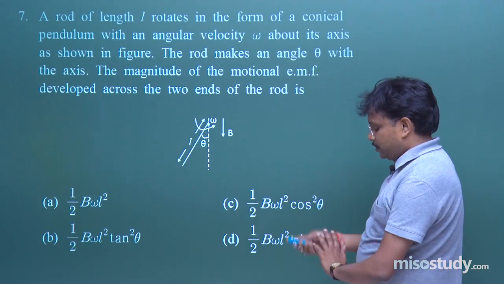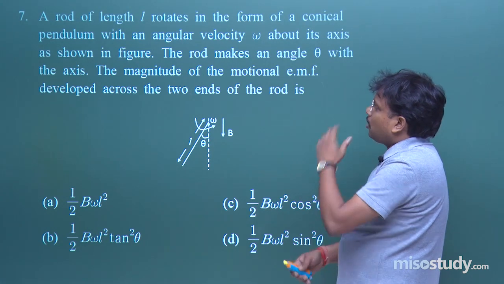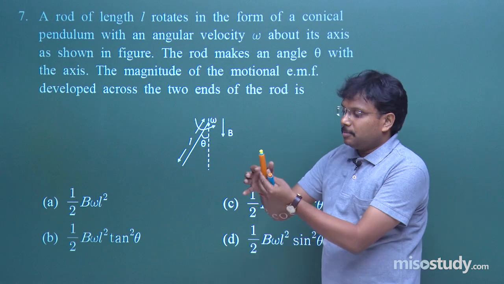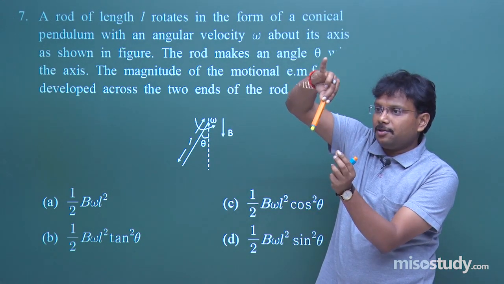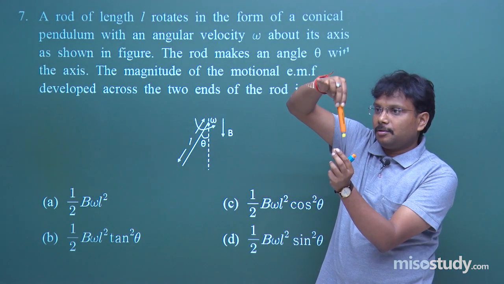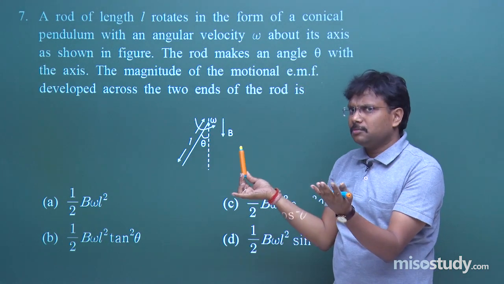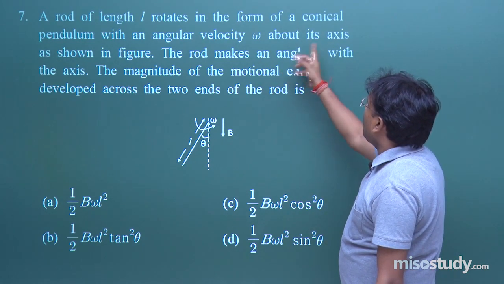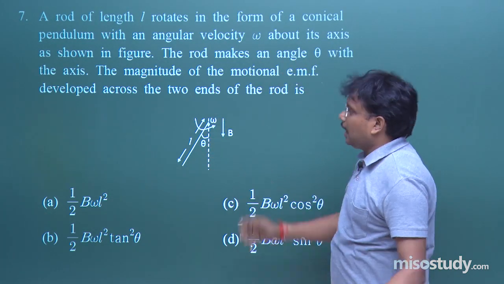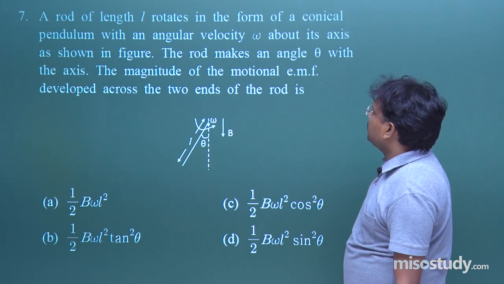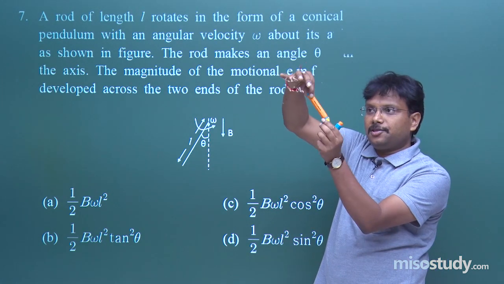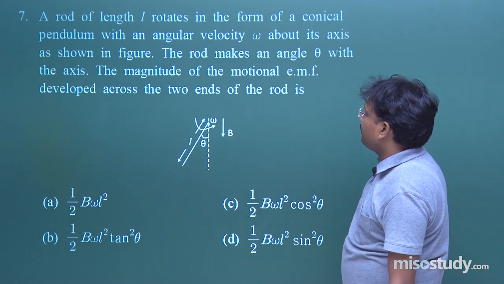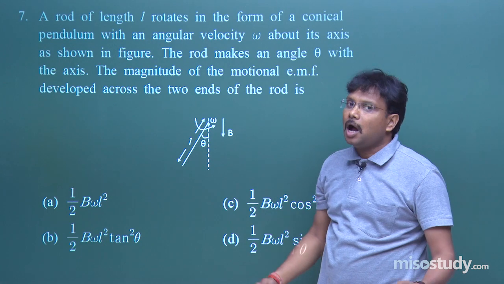Here comes the next question, and this is a simple one. A rod of length L rotates in the form of a conical pendulum like this. This is a rod and it is rotating like this. This is the derivation of this chapter somehow, with angular velocity omega about its axis as shown in this diagram. The rod makes an angle theta with the axis, this theta, this way. The magnitude of the motional EMF developed across the two ends of the rod is how much?